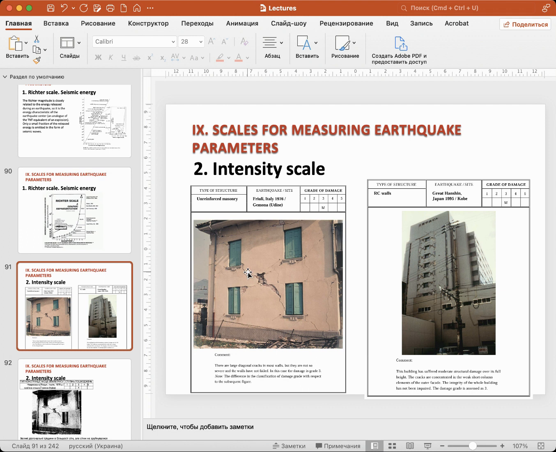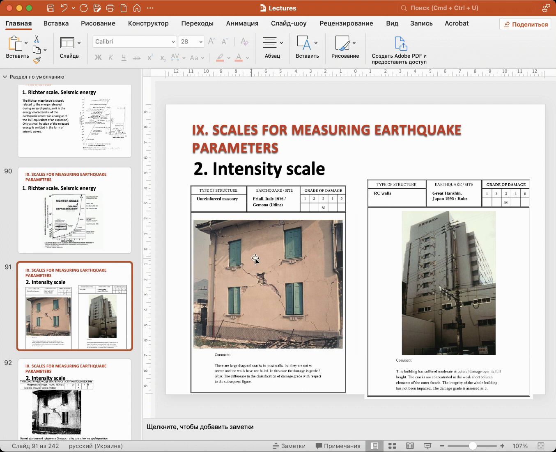These two pictures are from the European Macroseismic Scale. It is almost the same as the Ukrainian one. So how does this scale work? First of all, we have to define what structural scheme we are analyzing. In this case, we are dealing with unreinforced masonry, and in this case, we work with reinforced concrete walls.